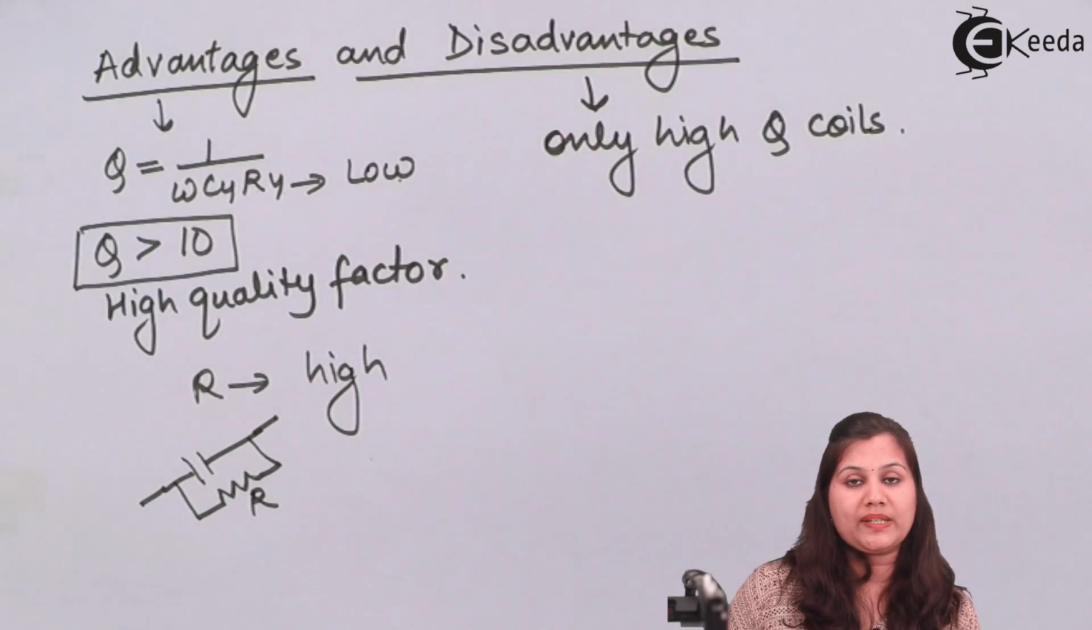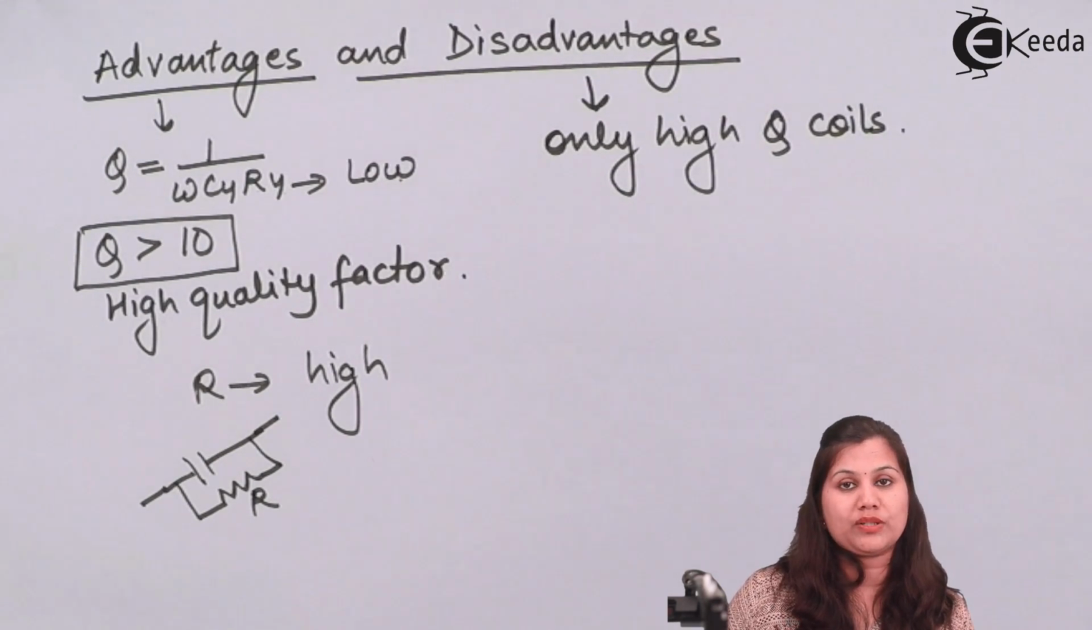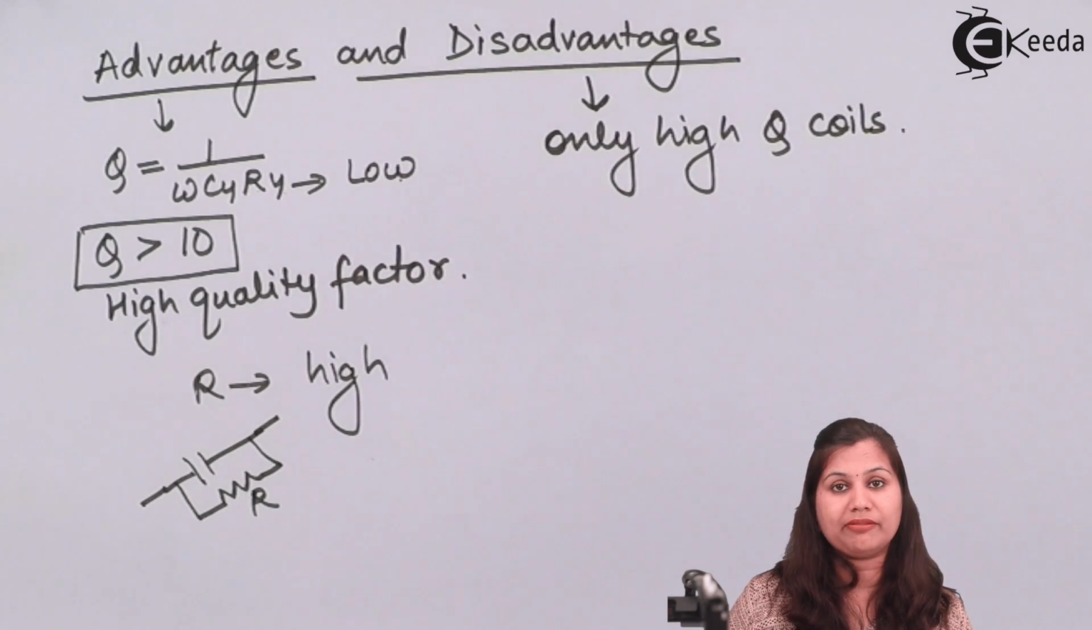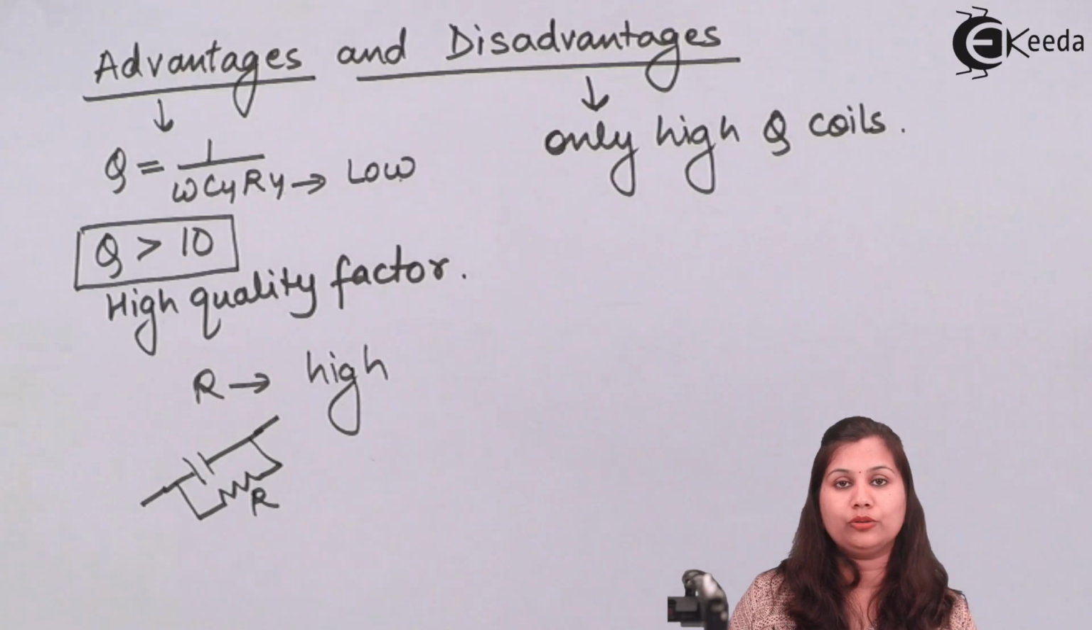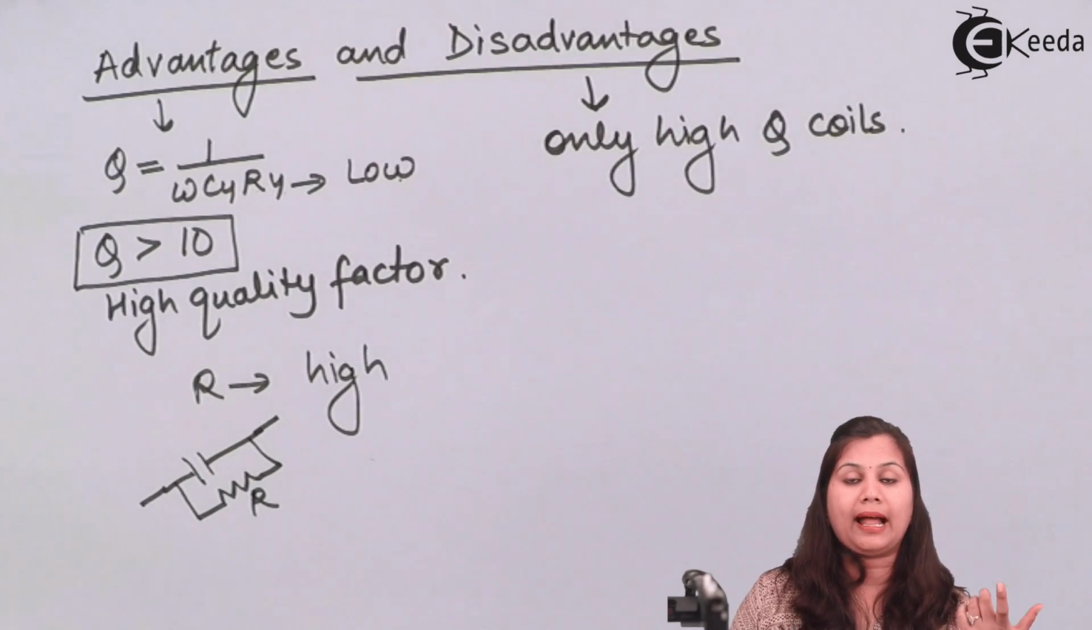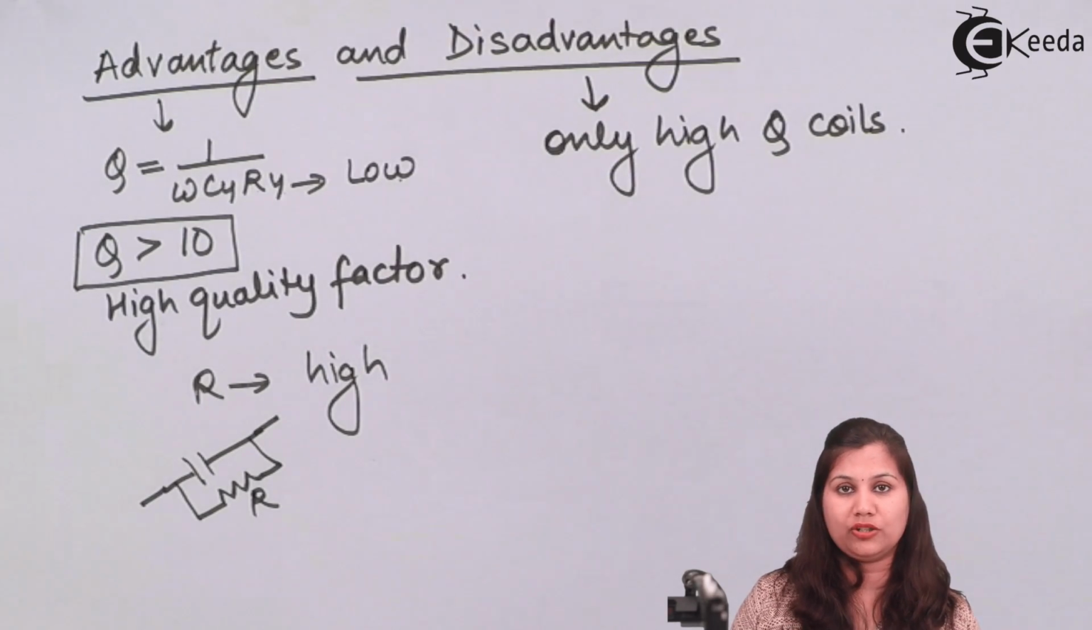So in this video we studied the Hayes bridge, which is used for the measurement of self-inductance by comparing it with the value of a capacitor, where the capacitor and resistance are connected in series with each other.